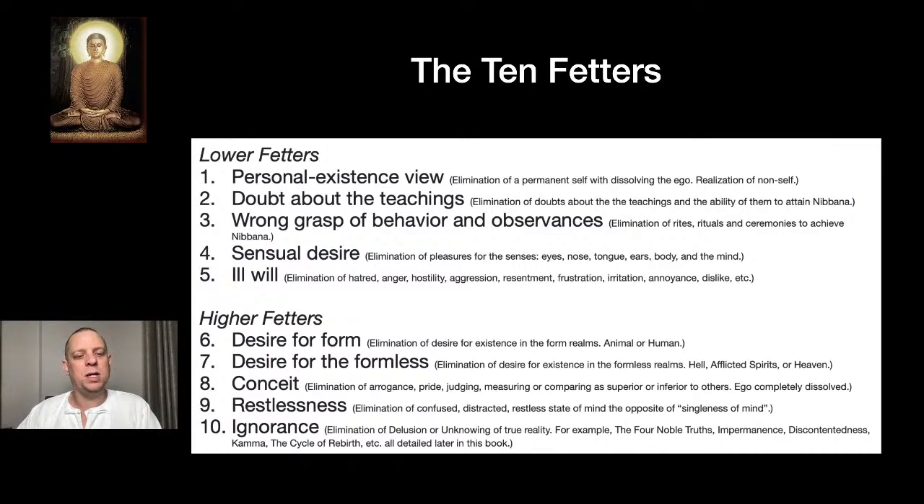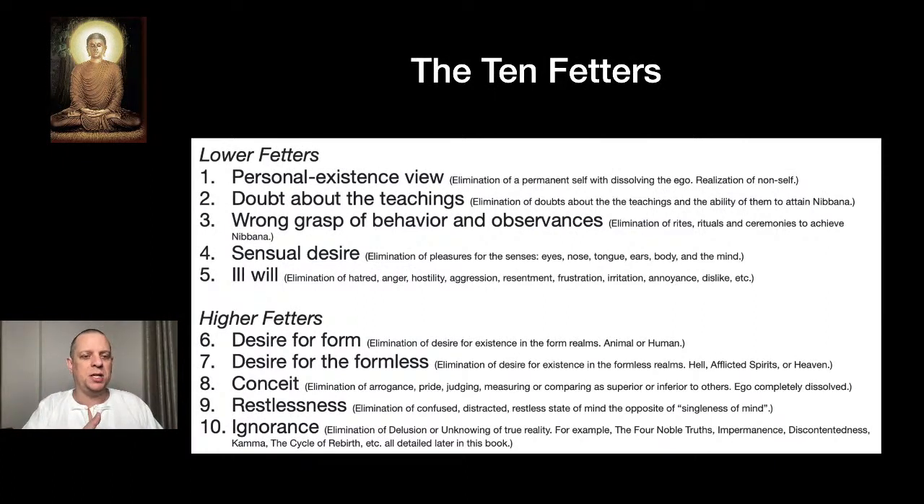And then the fifth one here is what we call ill will or hatred or anger. This is how the mind becomes very hostile or aggressive, having resentment, frustration, irritation. This is where the mind pushes things away. Craving is this central desire that we talked about, craving through the senses for pleasant feelings. This ill will or this hatred or this anger is actually just the opposite.